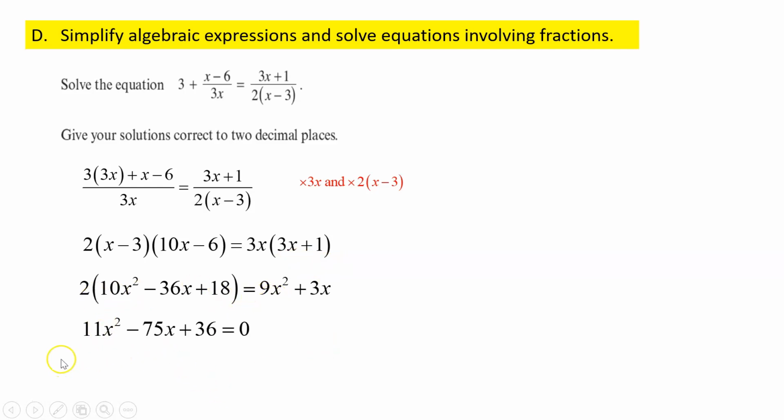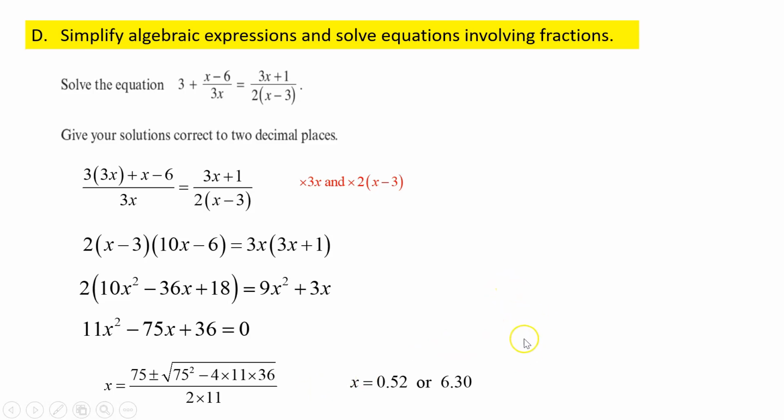Multiplying the left hand side out and collecting terms, we've got 20x squared minus 9x squared is 11x squared, minus 72x minus 3x is minus 75x, and plus 36x is equal to 0. Now it's not going to factorize because the question says correct to 2 decimal places. So either use your calculator, or if calculator not allowed, use the formula, and we get answers of x is 0.52 or x is 6.30.